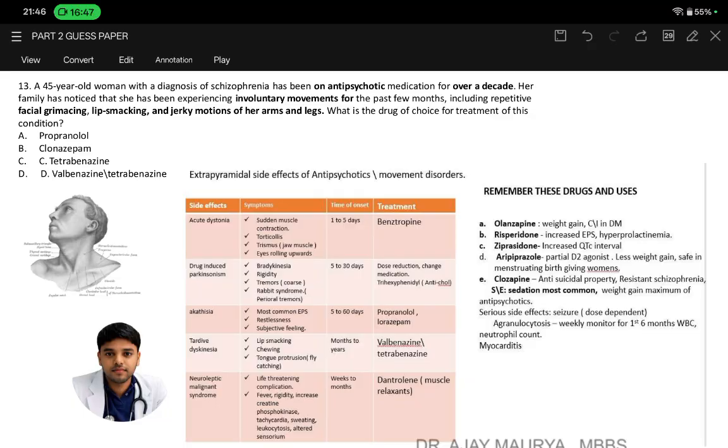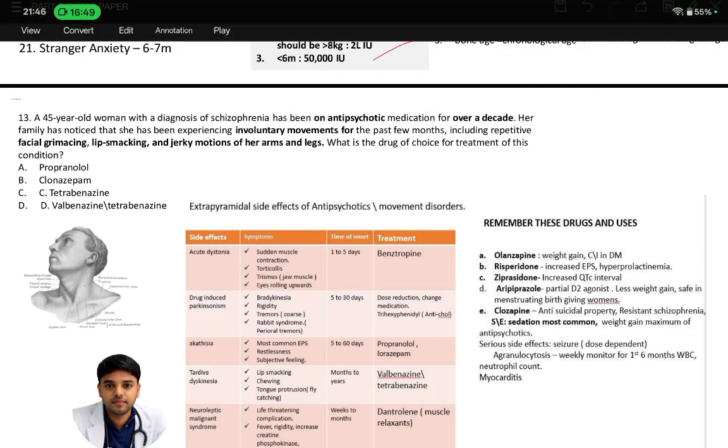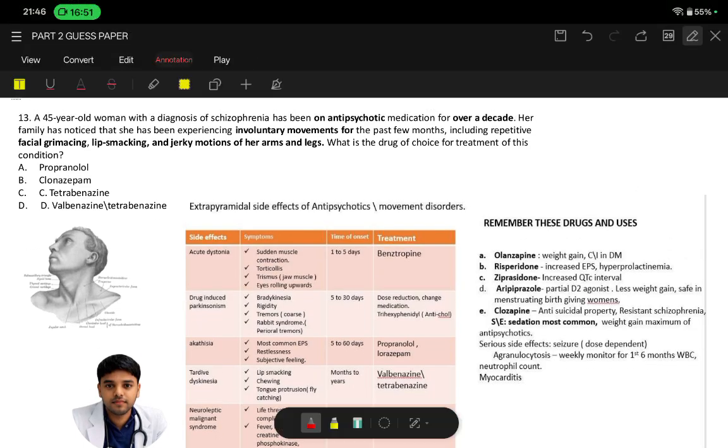Next one, can anyone tell me the answer for the 13th one? First read the question carefully. Can anyone read the question? If you like, or else I will read.